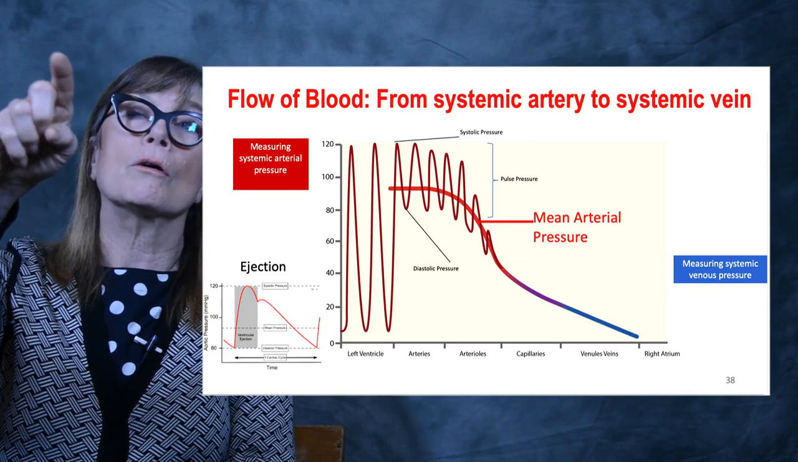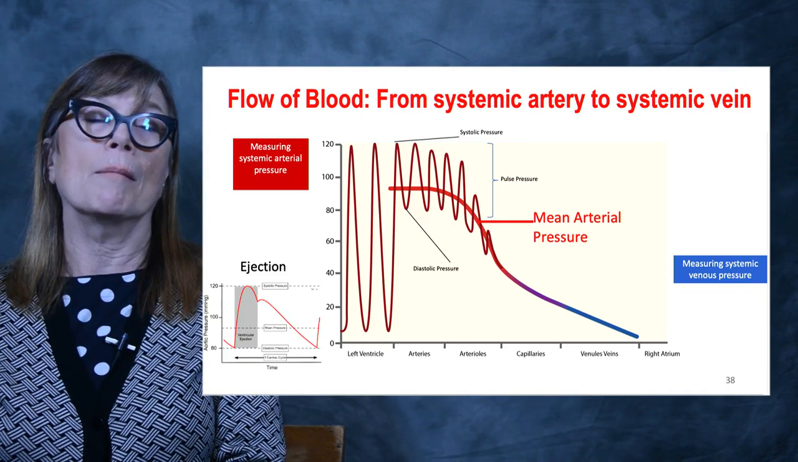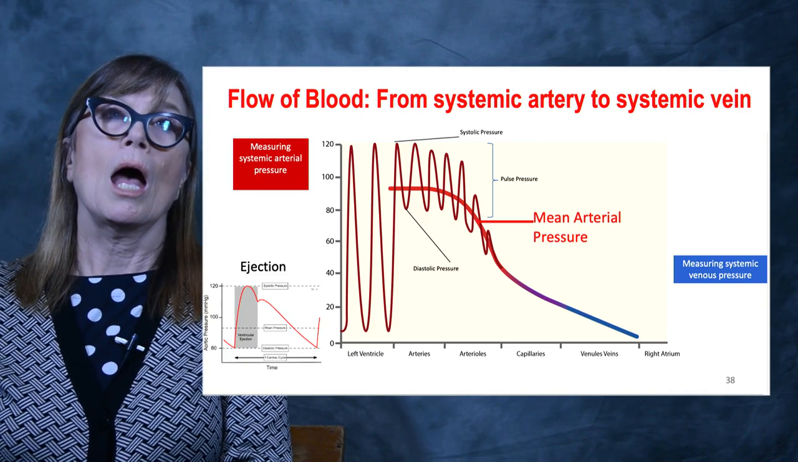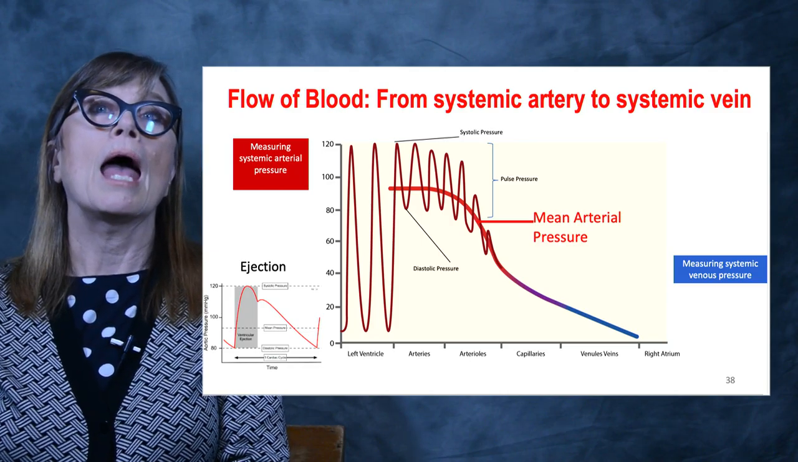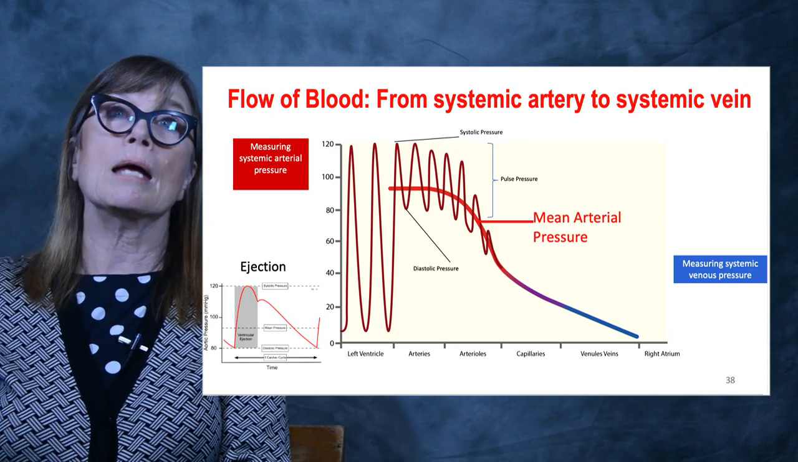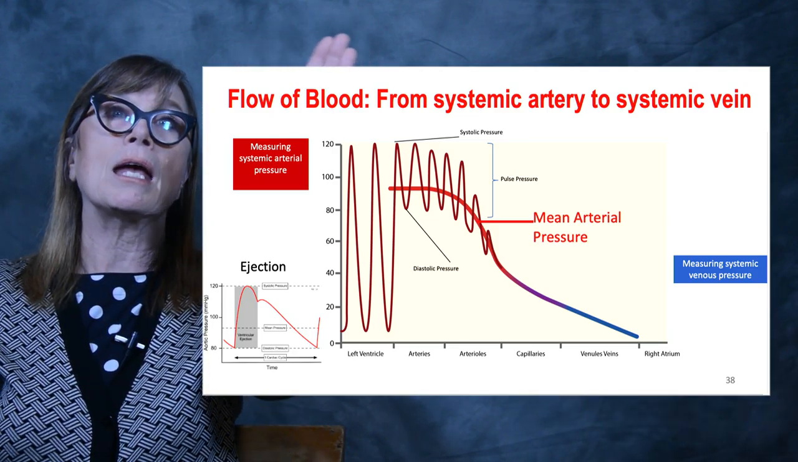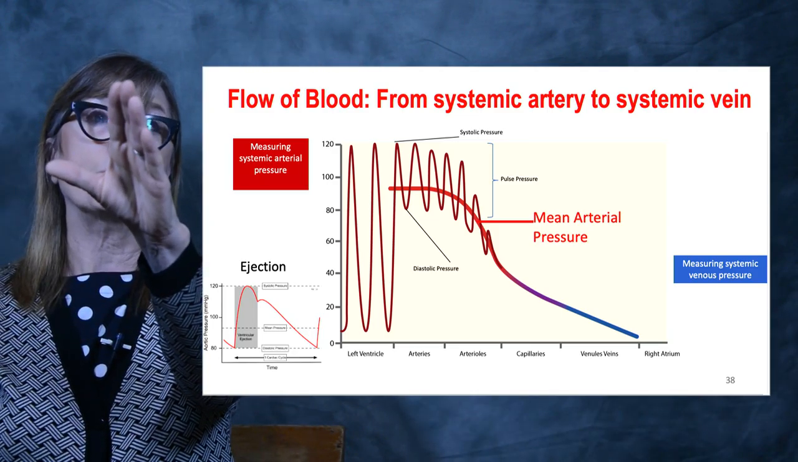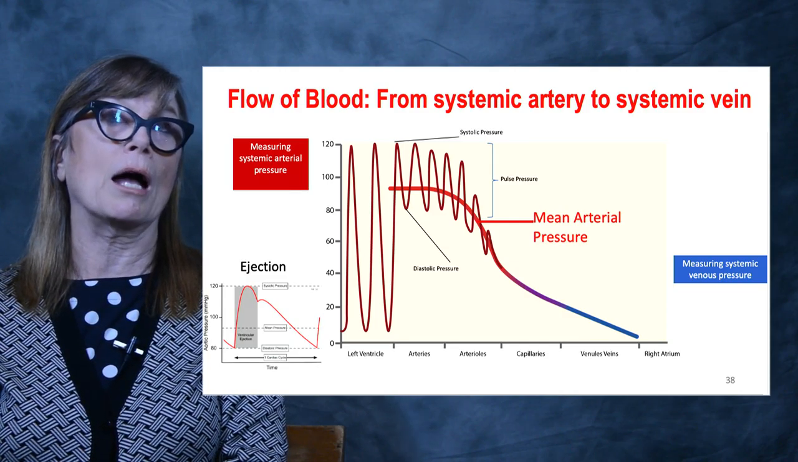So mean arterial pressure must overcome your CVP. As CVP gets higher, MAP must get higher in order to maintain perfusion from LV to RA. And that's what you're looking at here in this simple flow diagram.